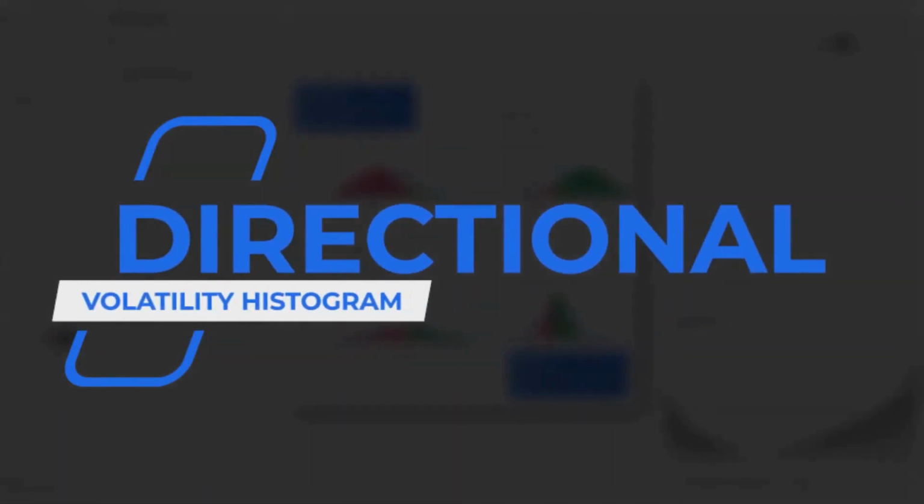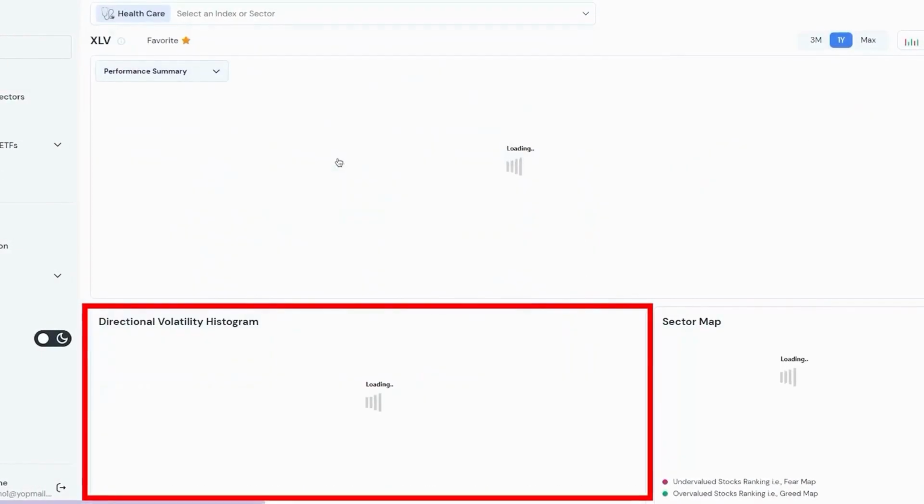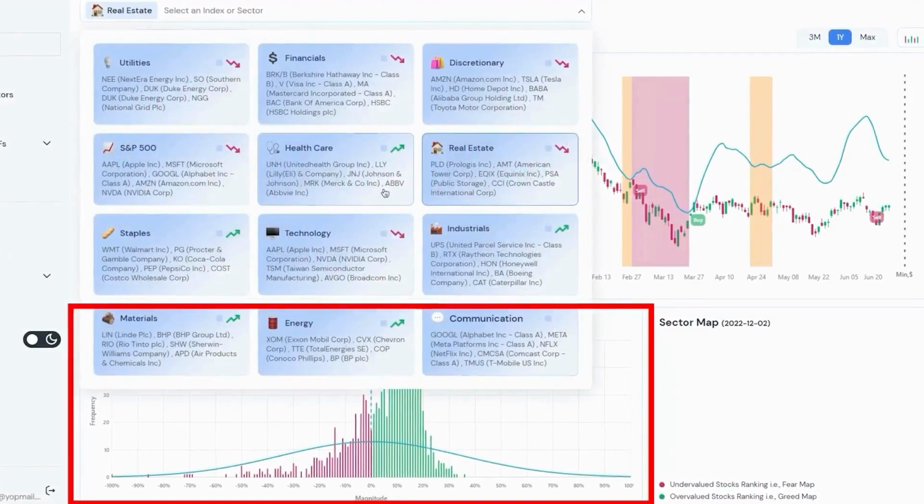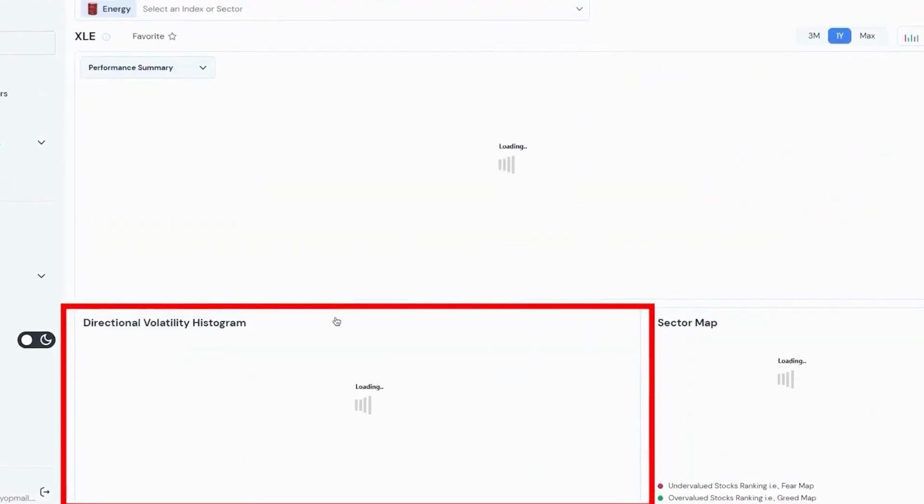Then there's a directional volatility histogram. Volatility is the measure of price instability, both for gains and losses. But to an investor, their only real risk is monetary loss. OVTLYR separates the downside risk from upside volatility to highlight the real risk of owning the stock.